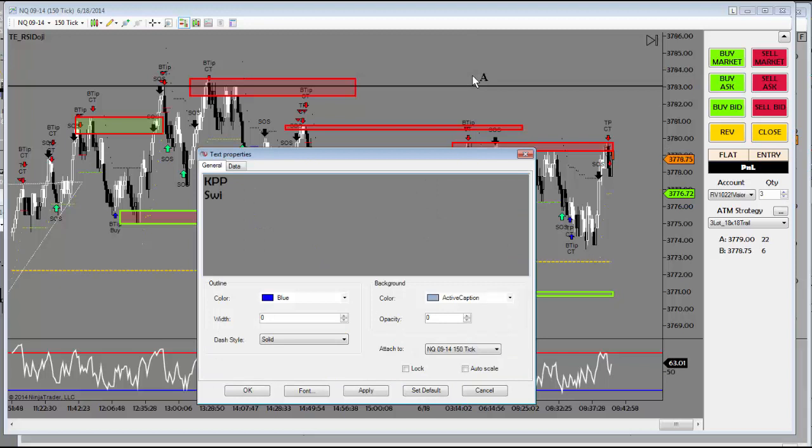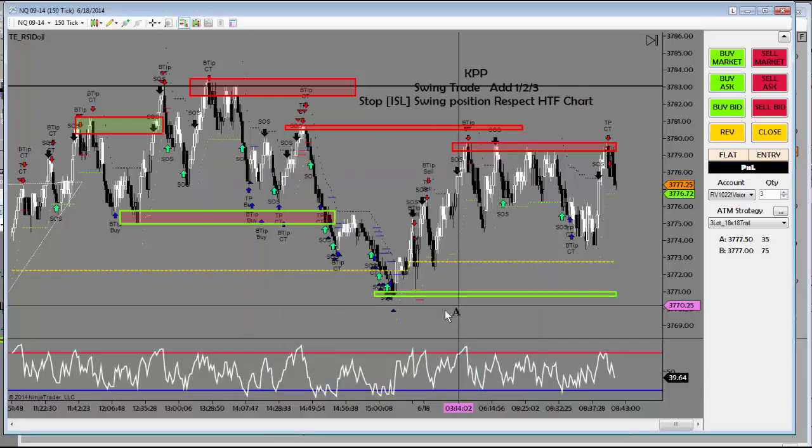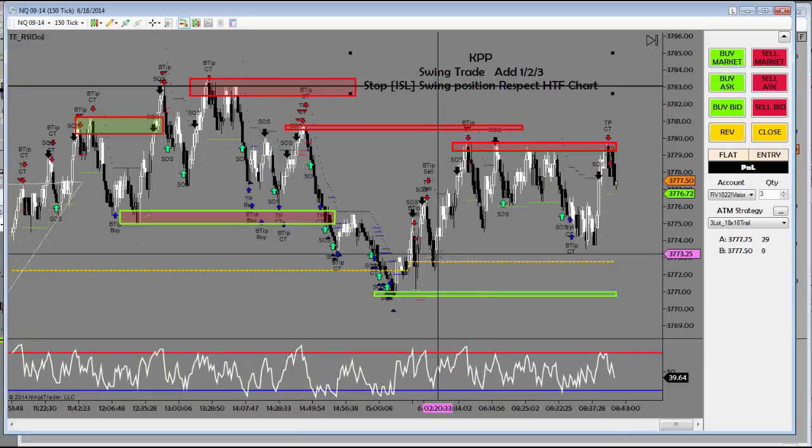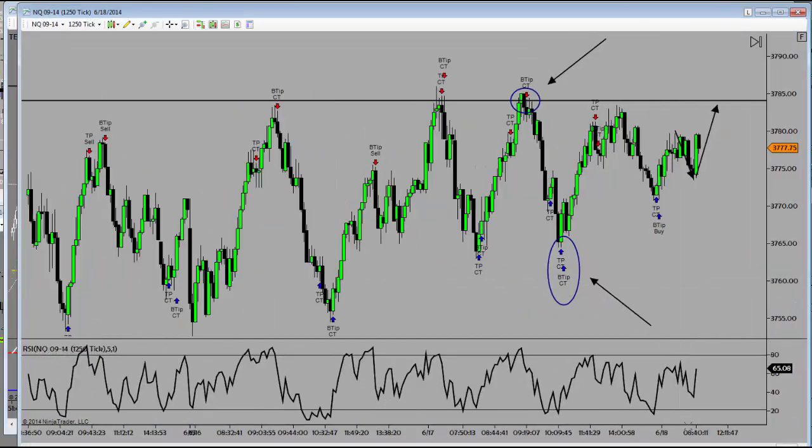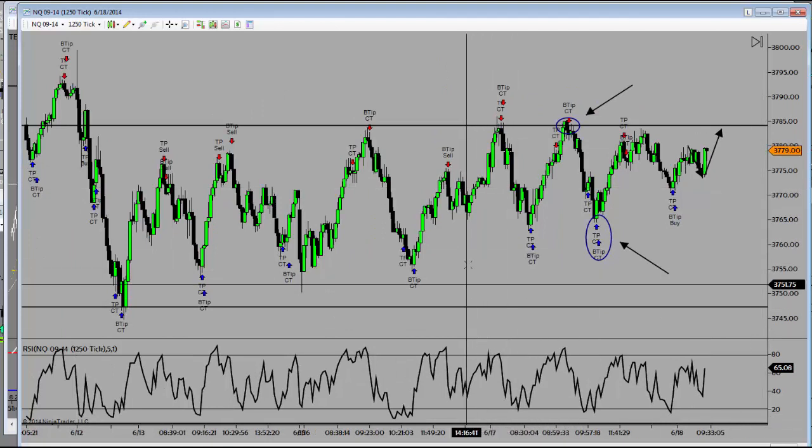I know that it's a potential setup for a swing trade, and on that swing trade I can add 1, 2, 3, whatever my position size is for that. I also know that if I do put on a swing trade, my ISL, initial stop loss, for the swing position has got to respect my higher time frame chart. So intraday, we typically risk 4 to 5 points to make 4 to 5 points in the NASDAQ, and then let the balance run with fib dots trail. But I may have to use a larger stop on my swing trade so I can respect recent swing highs or lows from the hourly time frame or the 1250 tick, whatever you're using.